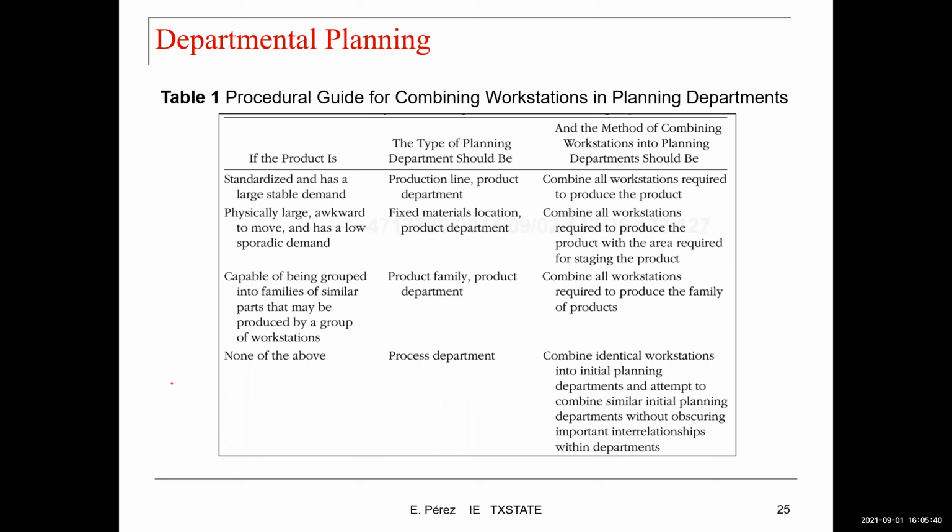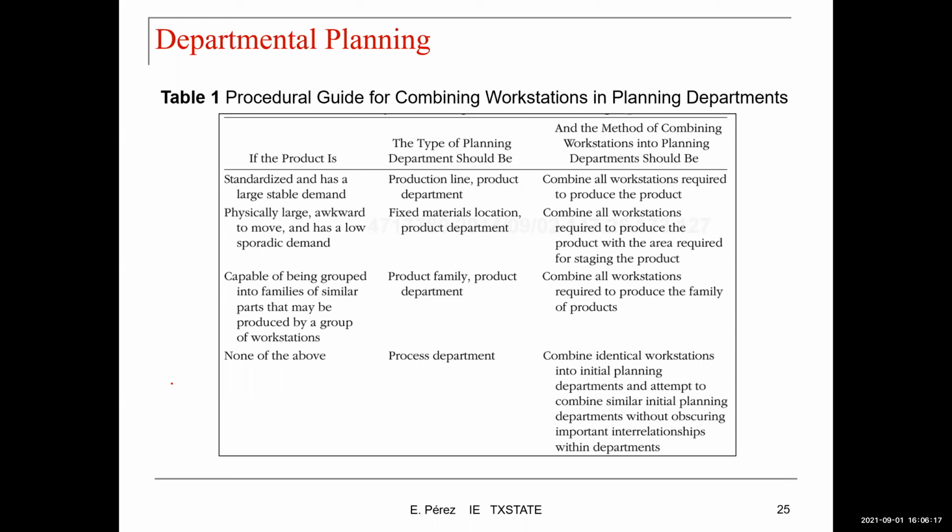If the product is capable of being grouped into families of similar parts that may be produced by a group of workstations, then we follow with the product family or product department. We combine all workstations required to produce the family of products. As I mentioned, cell phones are an example. Computers like Dell computers, you will have a product family department. Some computers will have the chip, some computers will have this screen, but at the end it is the same family of products.